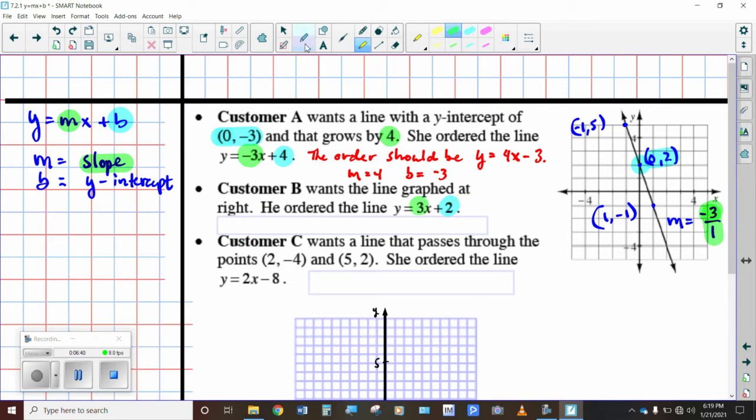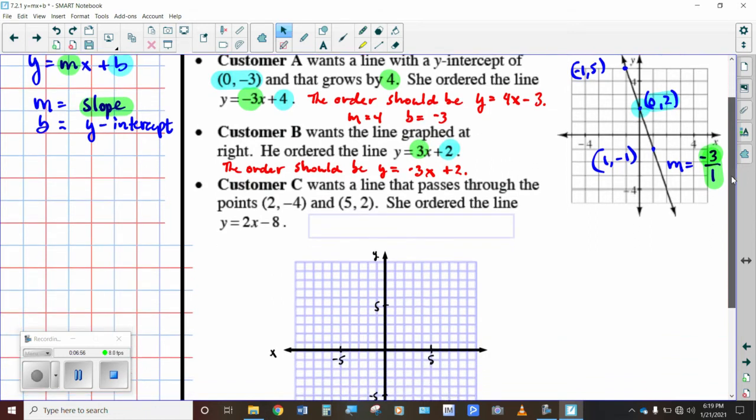So if he wants this line, he's got to change that rule from y equals 3x plus 2 to y equals negative 3x plus 2. So the y-intercept was correct, but the slope ratio was wrong.